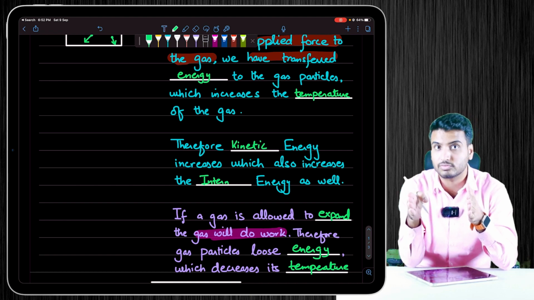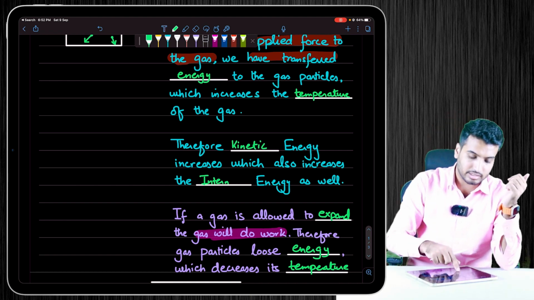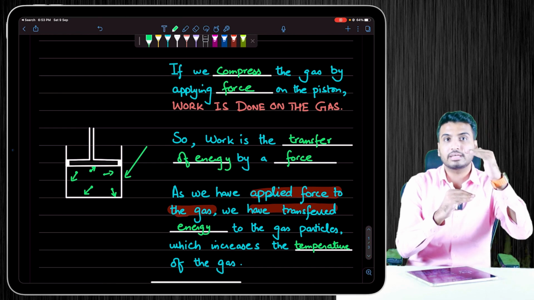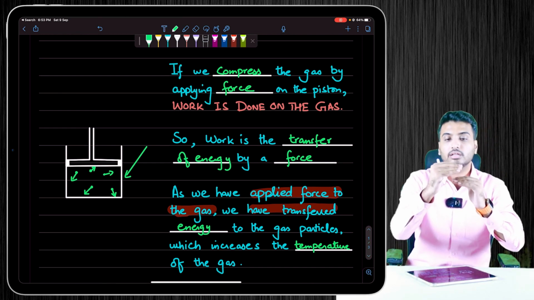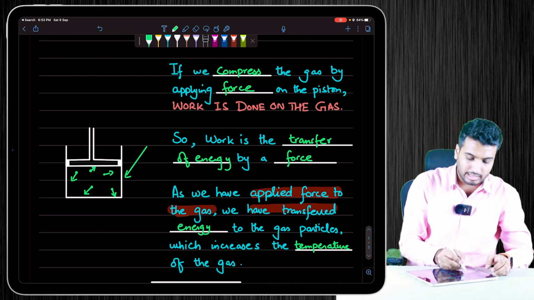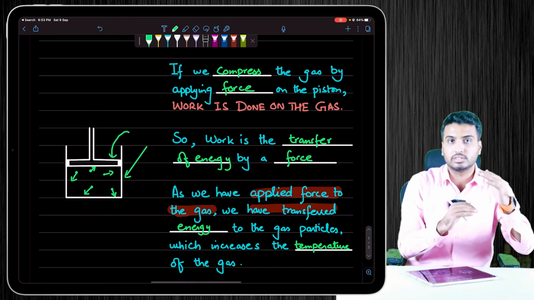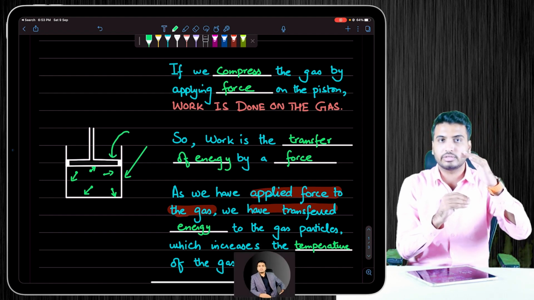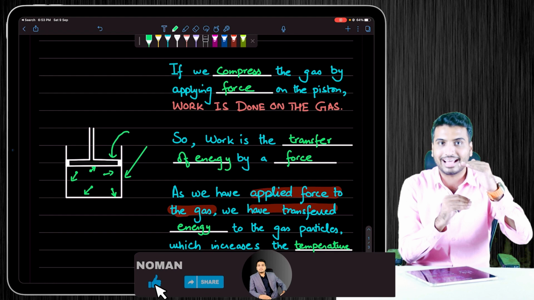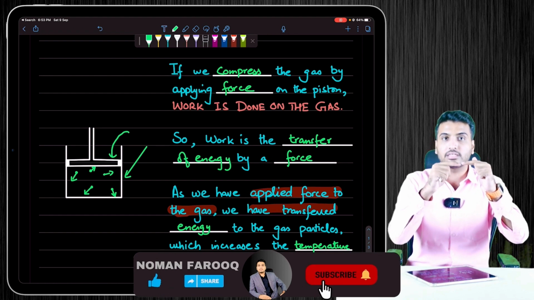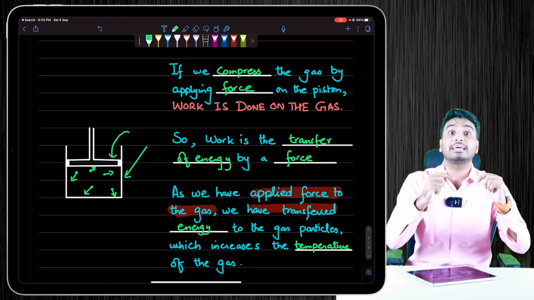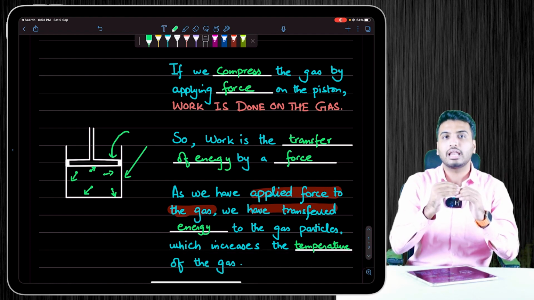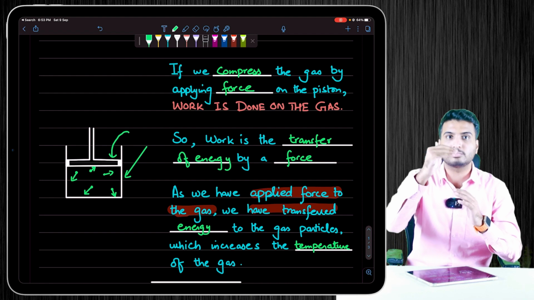As a simple concept of work done, whenever we apply force and the object covers the distance in the direction of the force, it is known as work done, right? So previously, when we were compressing the gas, we would compress the gas downwards, right? So definitely when we compress the gas downwards, the gas particles will cover the distance in the direction of the force. So in this scenario, work is done on the gas.